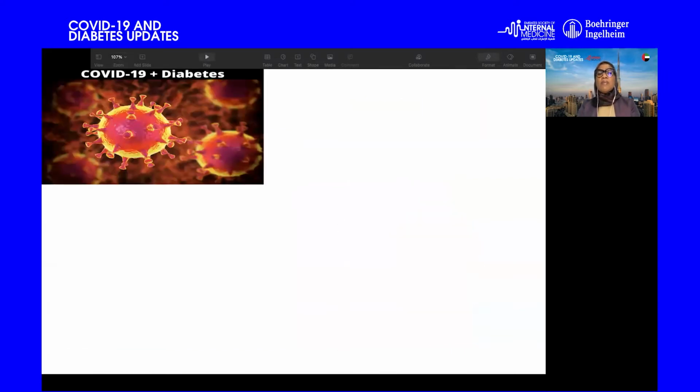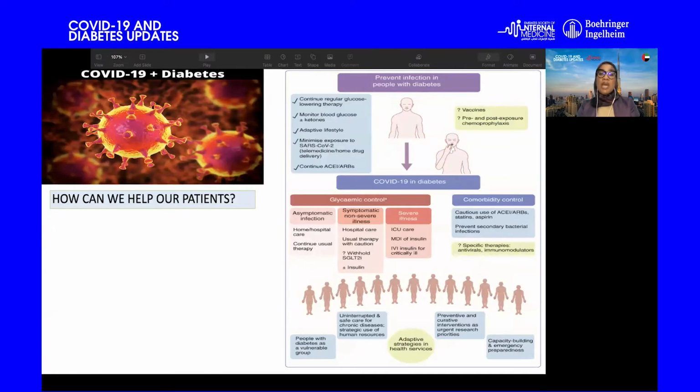So, how can we help our patients? And to summarize, therefore, the best ways to prevent the infection in people with diabetes. The vaccines are available now, and we should encourage our patients with diabetes to make sure that they're vaccinated. Most importantly, we need to make sure that they continue with their glucose-lowering therapies, continue to monitor their glucose and make sure that they have optimal glycemic control, and minimize their exposure to the virus as much as possible.